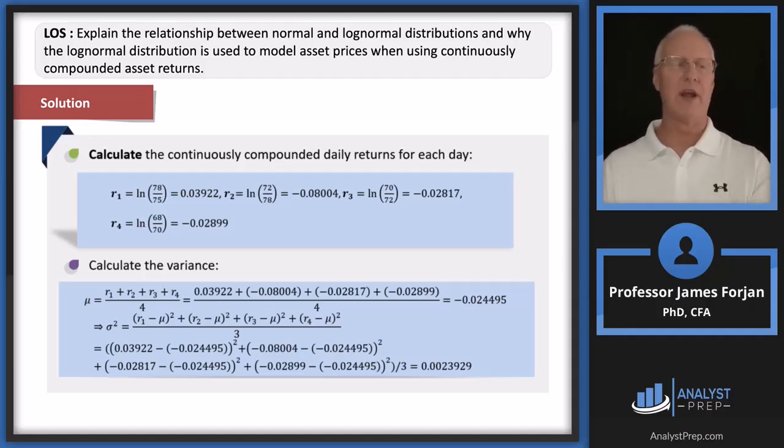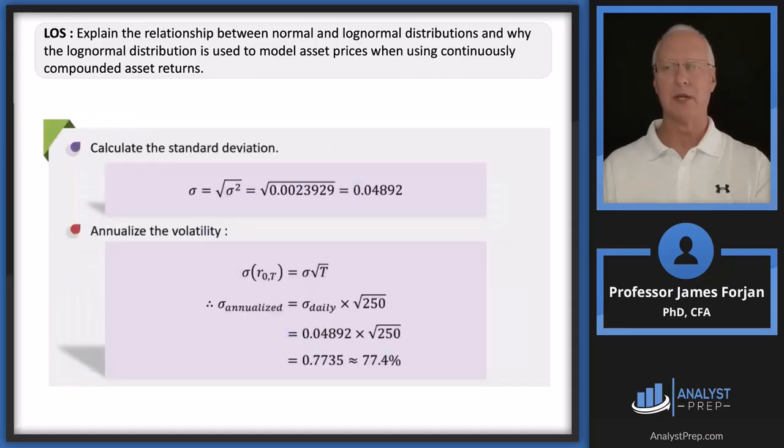So there's the variance. Next thing we need to do is get the standard deviation. So all we're going to do is take the square root, and then we're going to go ahead and annualize that volatility.